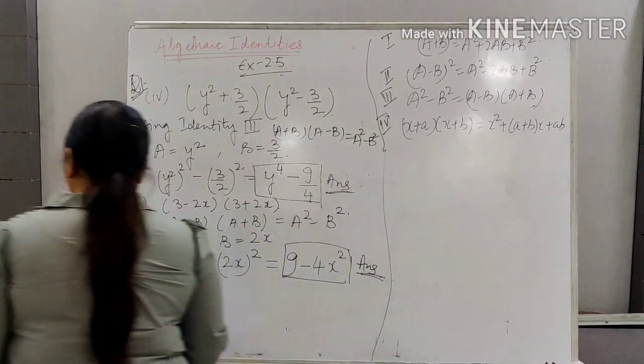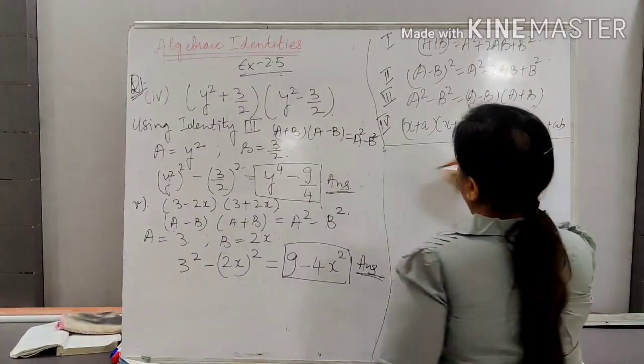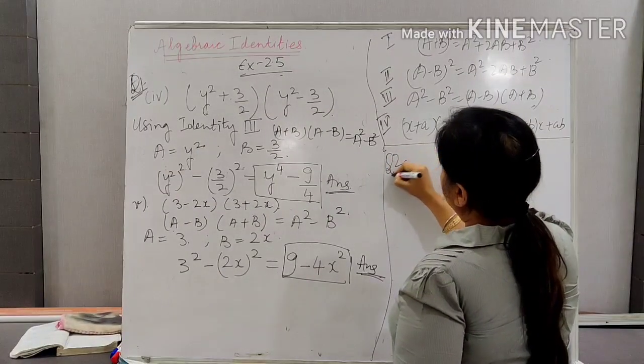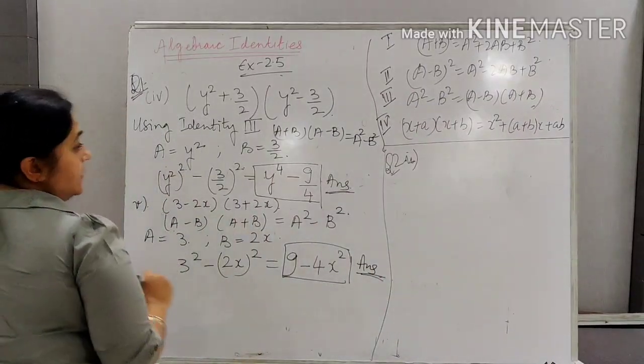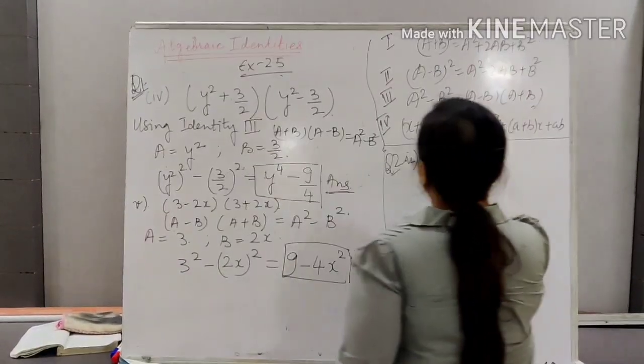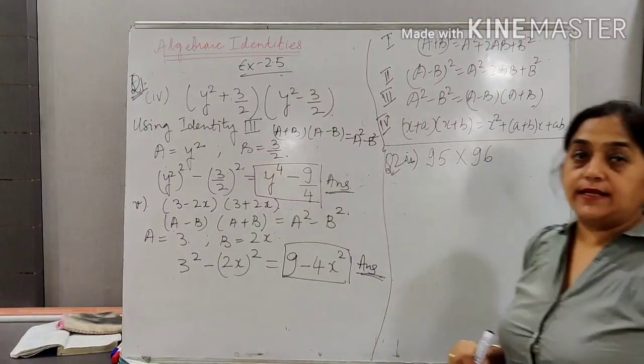Now let us take up question number 2. I am taking the second part randomly. What is the second part? It is 95 into 96.